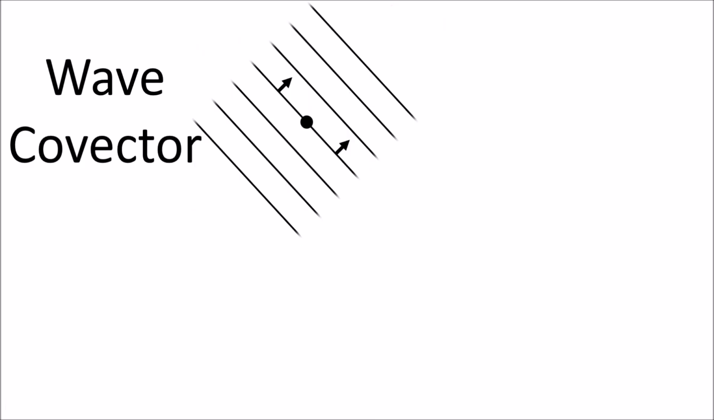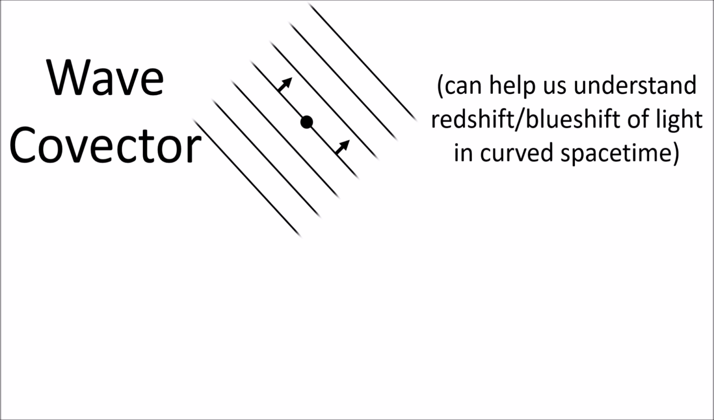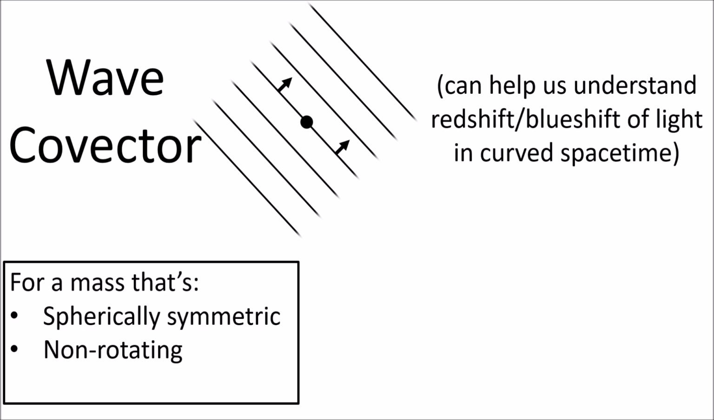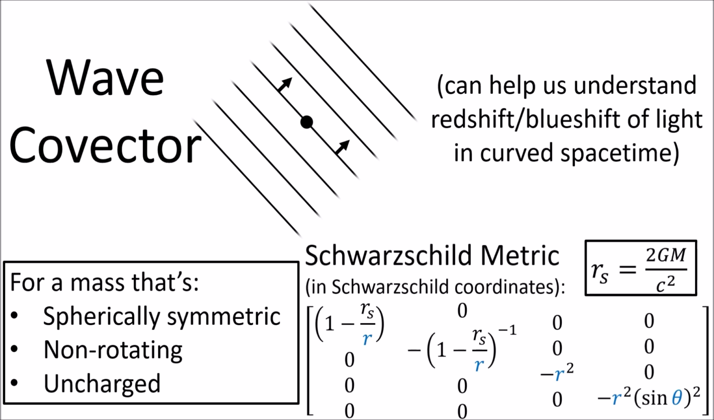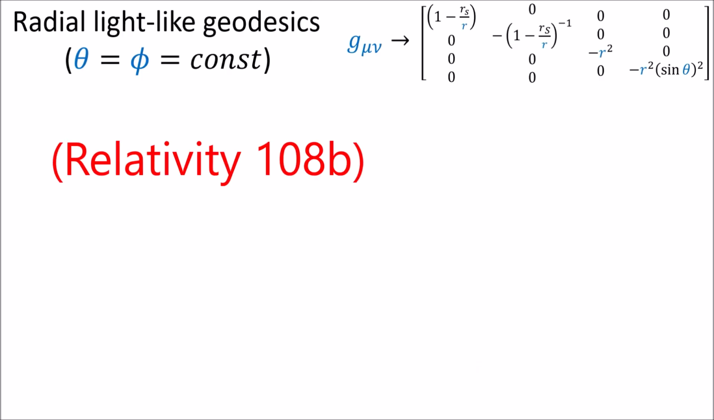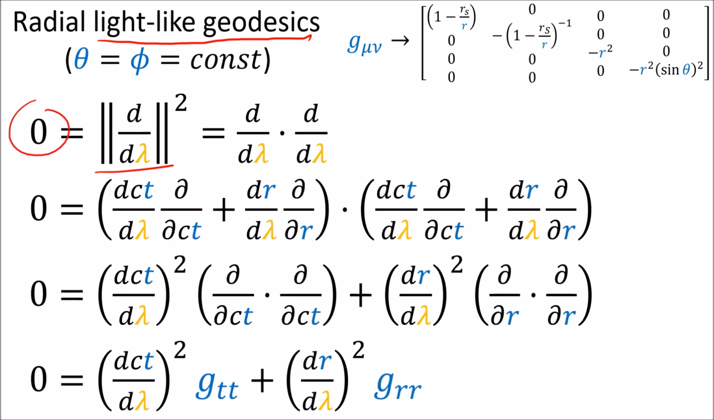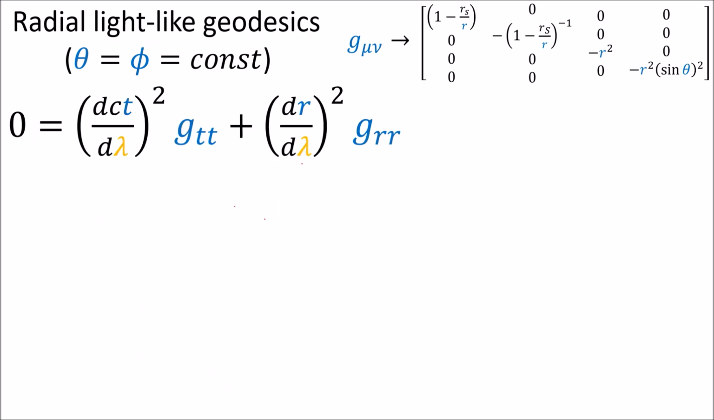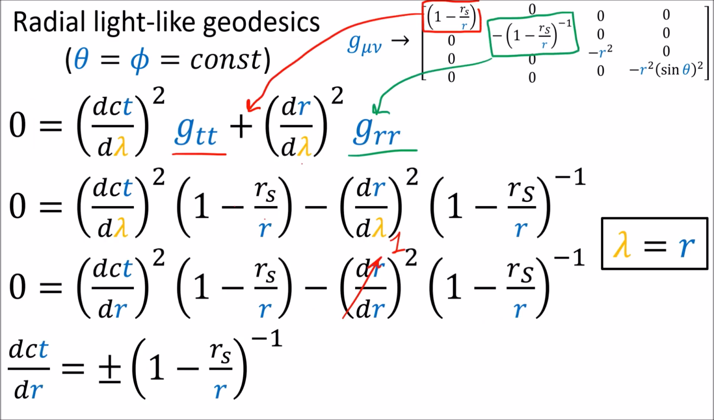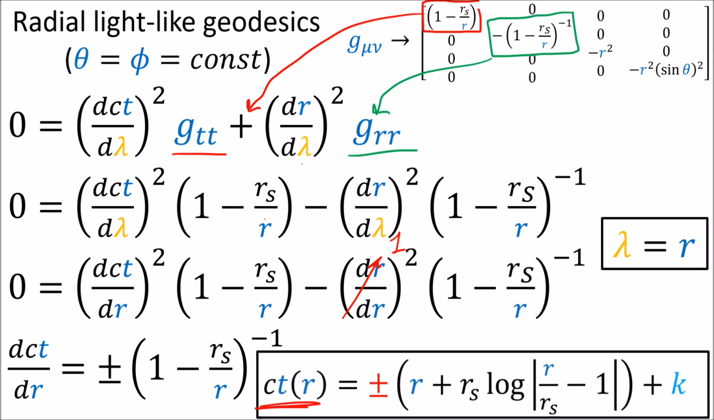So now let's see how covectors can help us understand the redshift and blueshift of light due to gravity in the curved spacetime around a spherically symmetric, non-rotating, uncharged mass, which is described by the Schwarzschild metric. As a reminder, in Relativity 108b, we derived the spacetime world lines of ingoing and outgoing light beams along the radial direction, with constant theta and phi coordinates. We just took a tangent vector d/dλ and set its squared length to be 0, meaning it describes a light-like vector. Then we plugged in the Schwarzschild metric and solved the resulting differential equation to get these world lines for light.